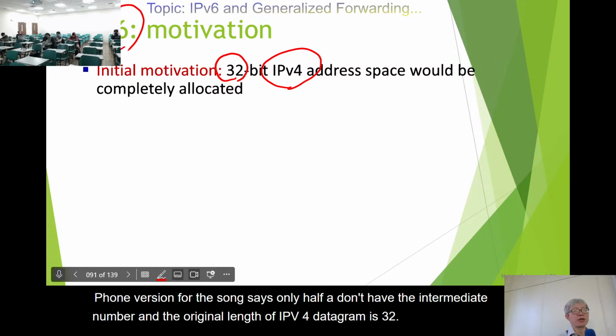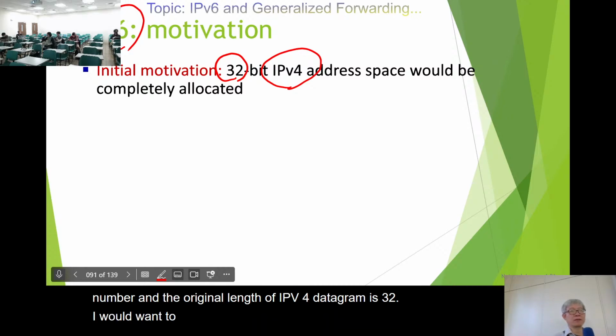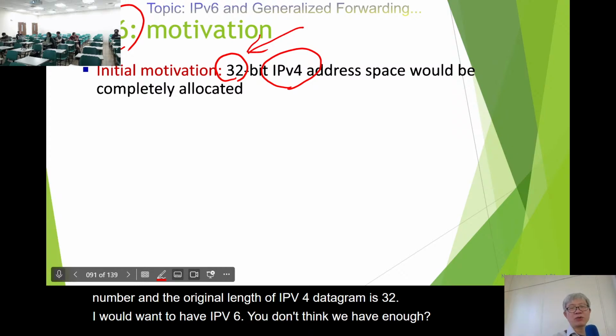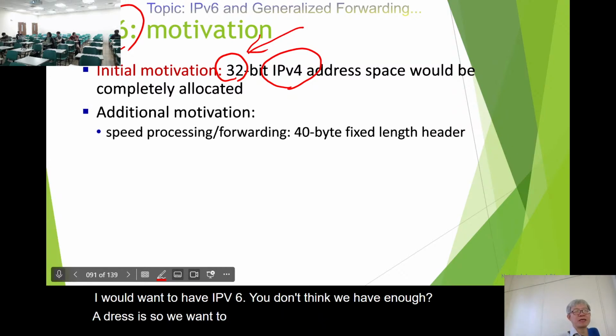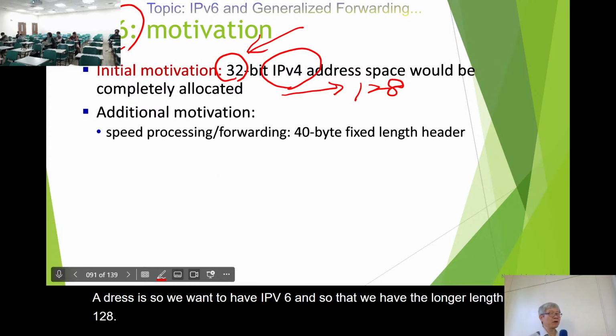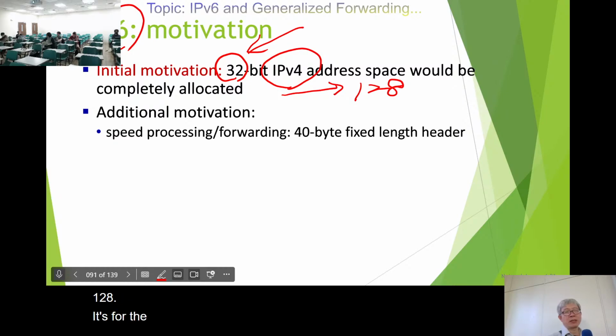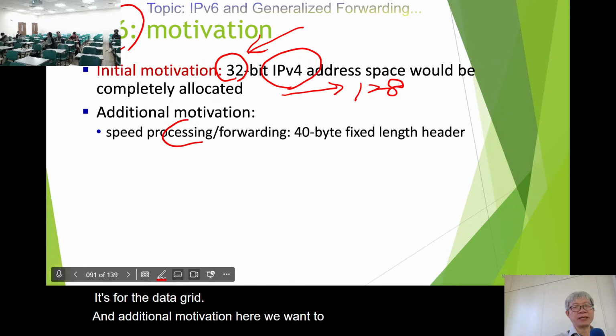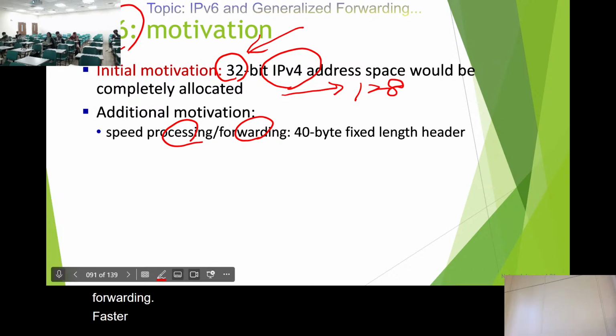And the original length of an IPv4 address is 32 bits. Well, why do we want to have IPv6? We don't think we have enough addresses, so we want to have IPv6, with a longer length, 128 bits. And an additional motivation here: we want faster processing of forwarding. Faster processing of forwarding, how to achieve it?